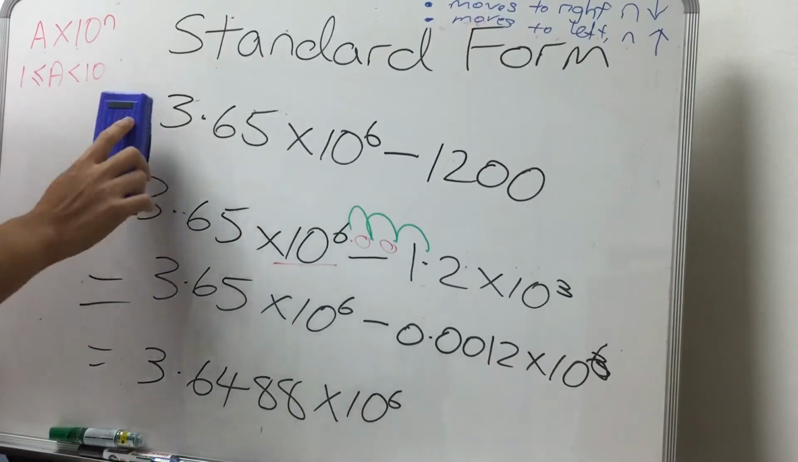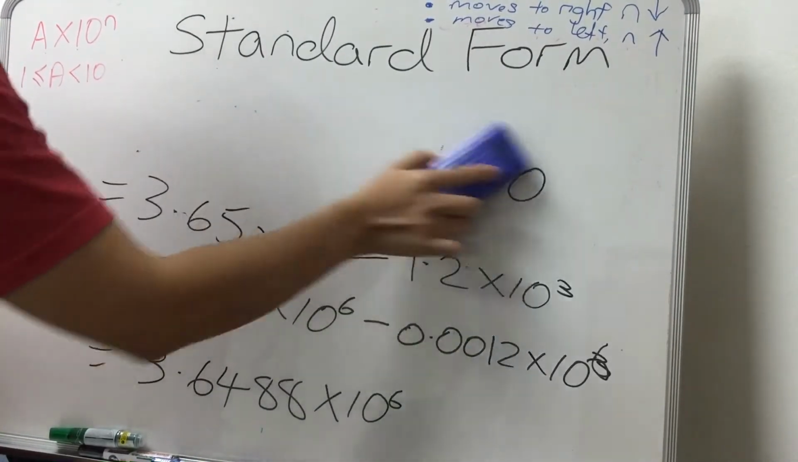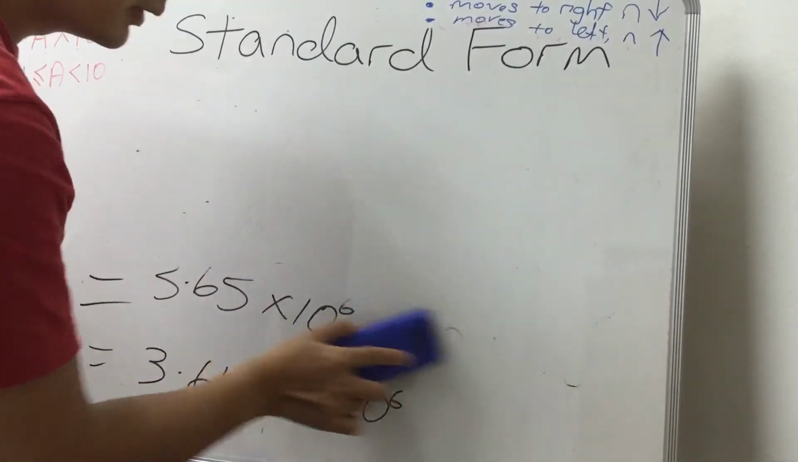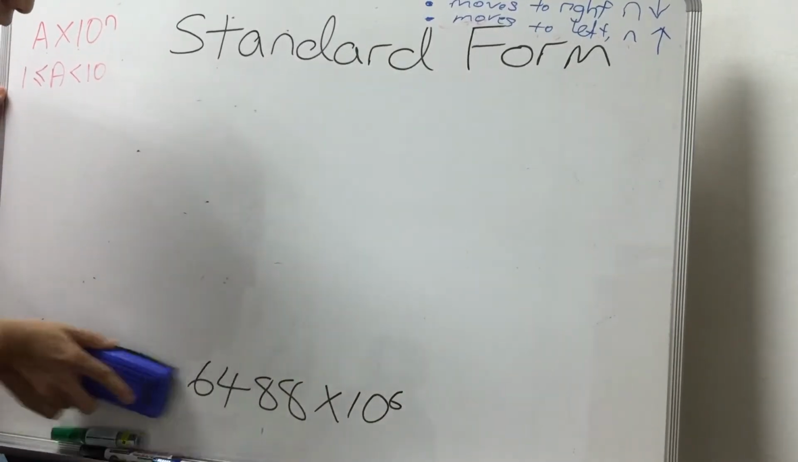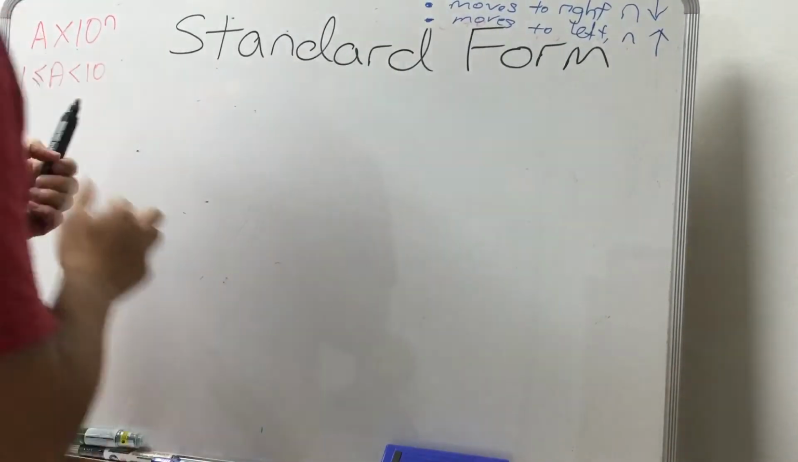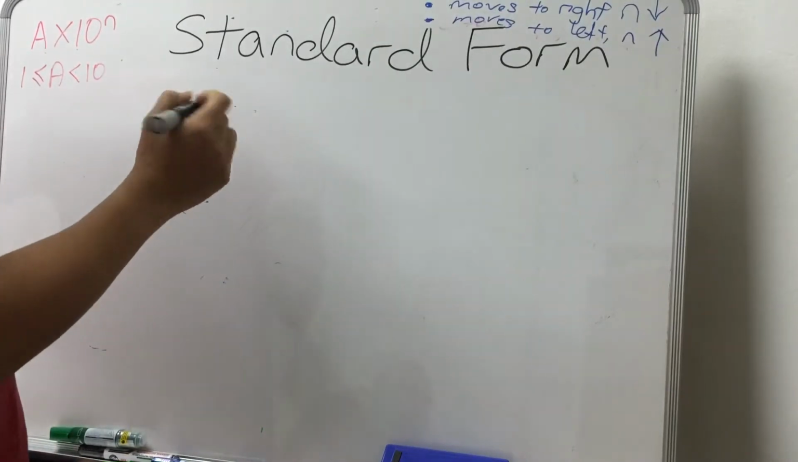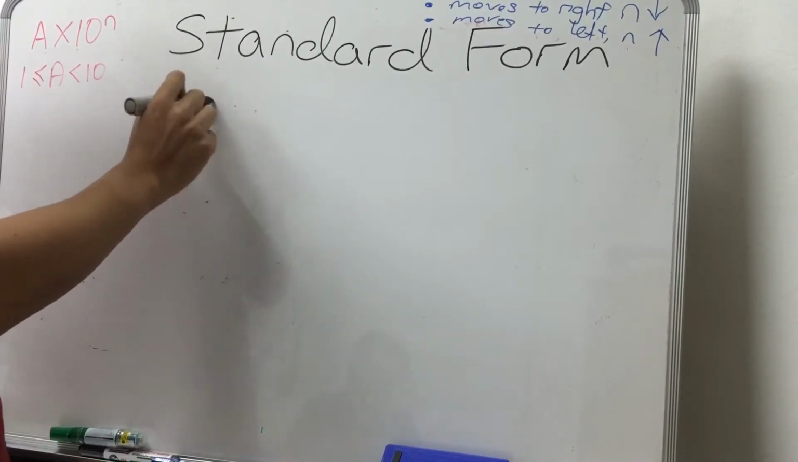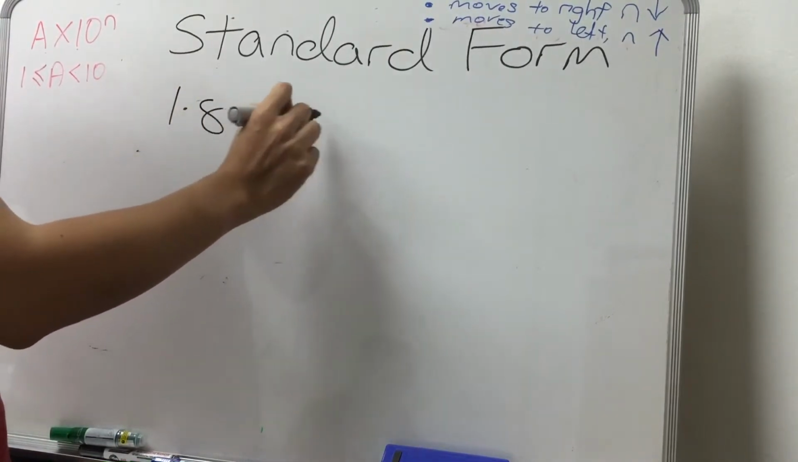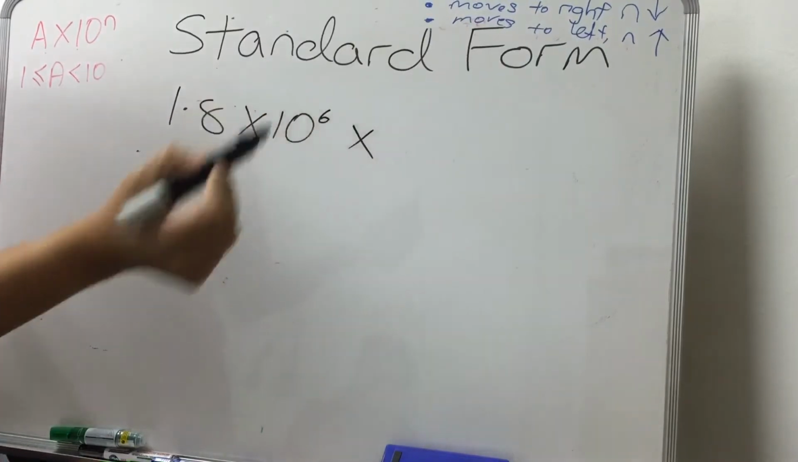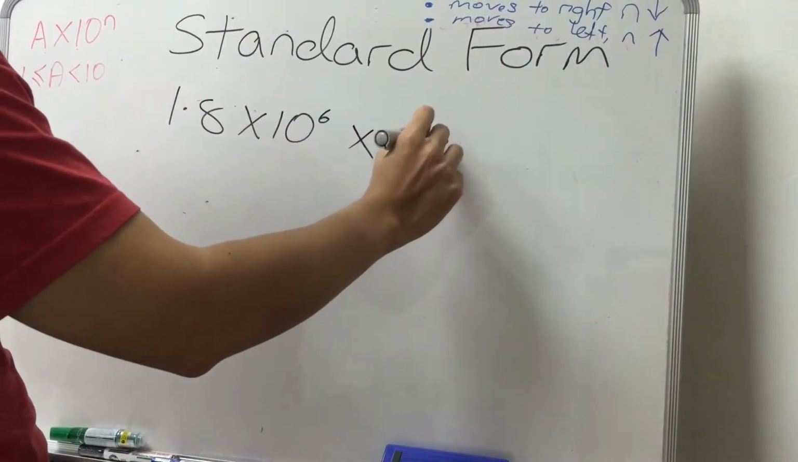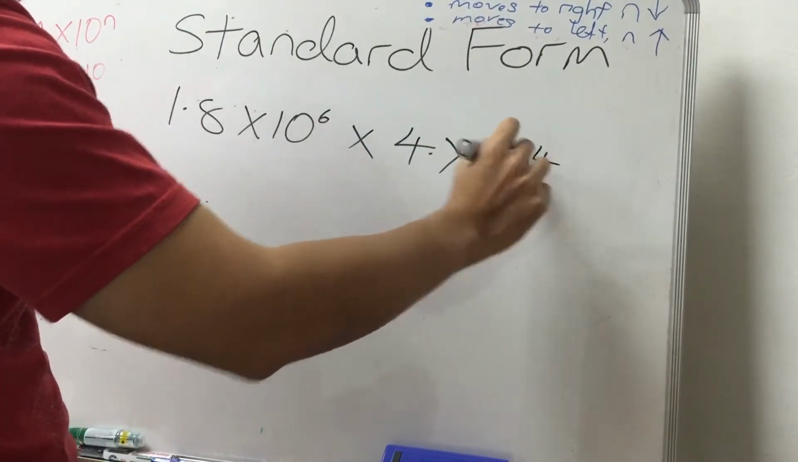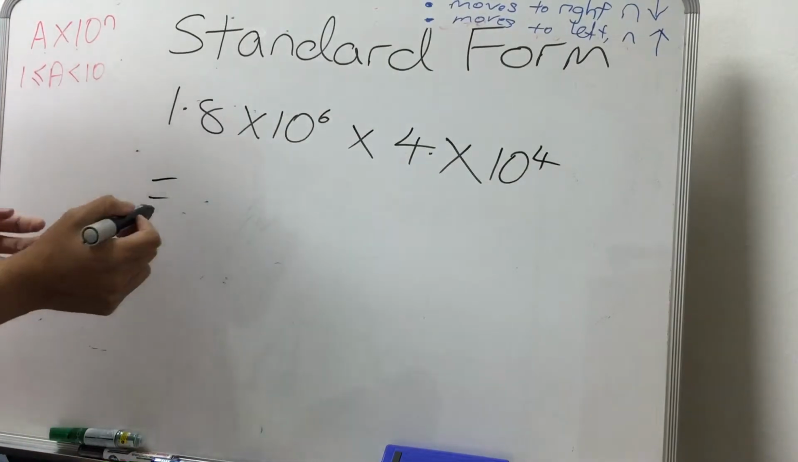We'll move on now to the simpler and easier to do multiplication and division part. Okay, so remember, for addition and subtraction, you have to change them to the same power to add or subtract. But for multiplication and division, you don't have to do all that. So let's say you have 1.8 times 10 to power 6. You want to multiply by 4 times 10 to power 4. Okay, so look at the answer, it's a lot easier.